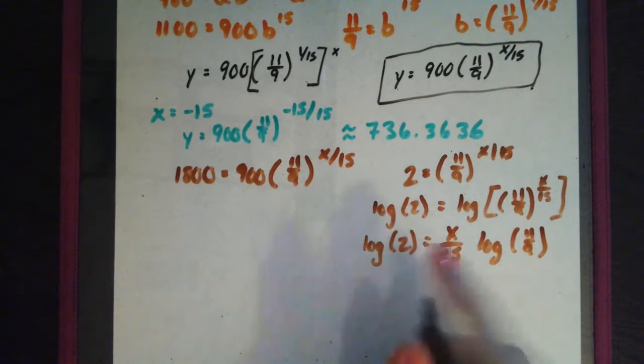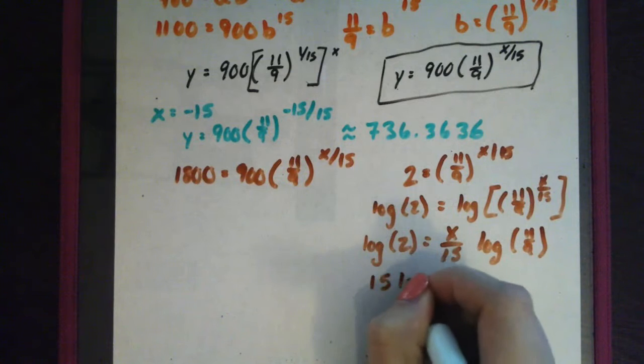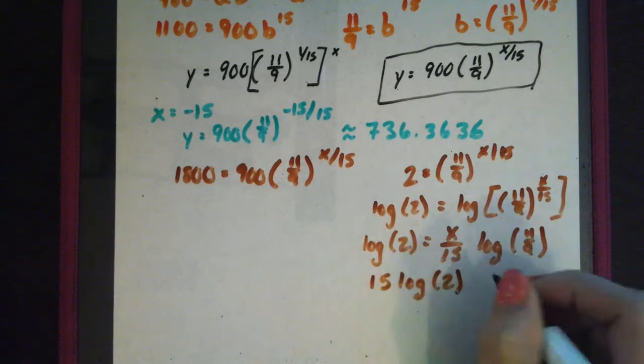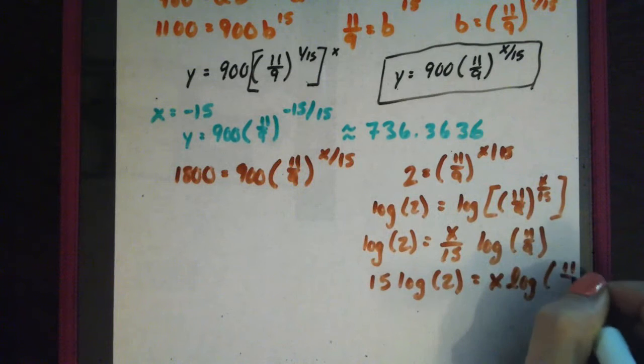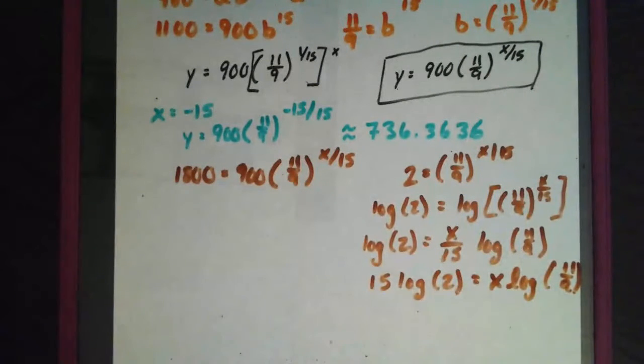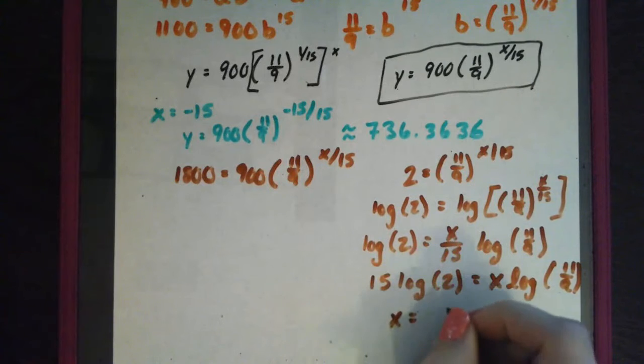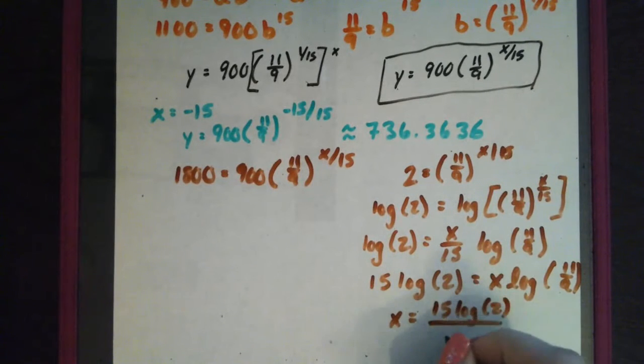I can multiply both sides by 15, so that we have 15 times the log of 2 is equal to x times the log of 11 ninths. And then I divide both sides by the log of 11 ninths. I get x is equal to 15 times the log of 2 divided by the log of 11 ninths.